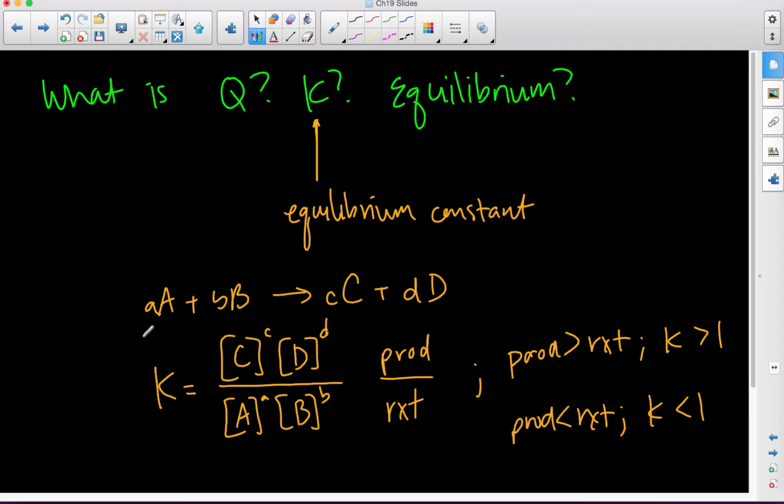So again, equilibrium is where my reaction actually comes to rest. We talk about how we have limiting reactants and excess reactants, and for a lot of really standard reactions, that is the case.